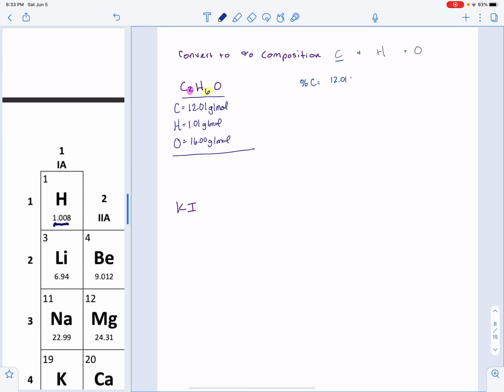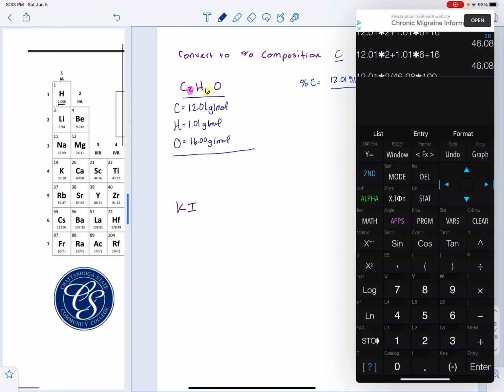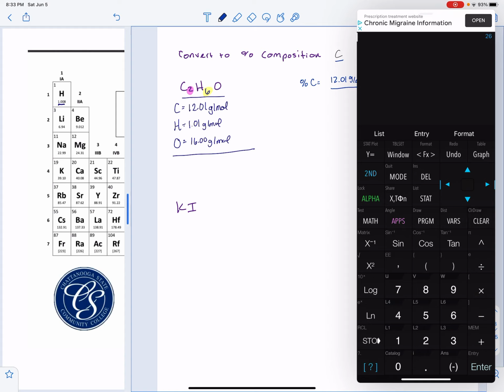So there's 12.01 grams per mole, and there are 2 moles of carbon, so those will cancel, over, oh, and the molar mass, the whole thing, sorry, we gotta get that in there. It is 12.01 times 2 plus 1.01 times 6 plus 16. You can do 0.00 or not, it's fine. Enter. So that gives me 46.08. That's what the whole thing has a molar mass of.